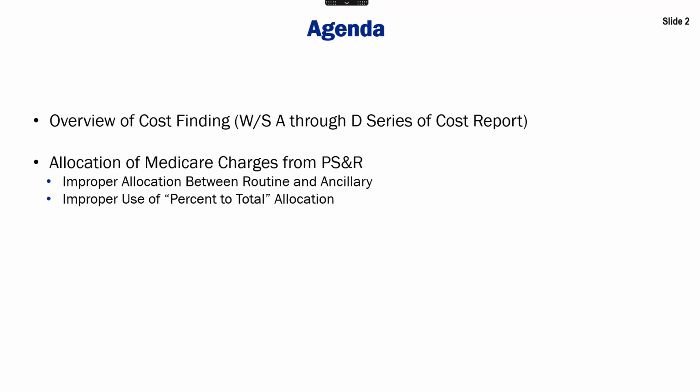So to start our discussion, we're going to talk about an overview of cost finding, which covers the Worksheet A through D series on the cost report, and we'll talk about what cost finding is in just a bit. And then we're going to get to the heart of the issue, which is the allocation of Medicare charges from the PSR to the cost report. And that brings us to the two specific topics of the improper allocation between routine and ancillary, and the improper use of the percent to total Medicare charge allocation method.